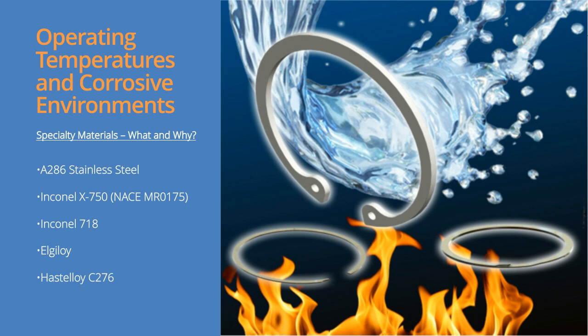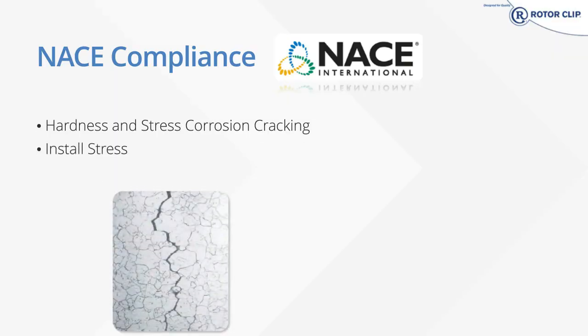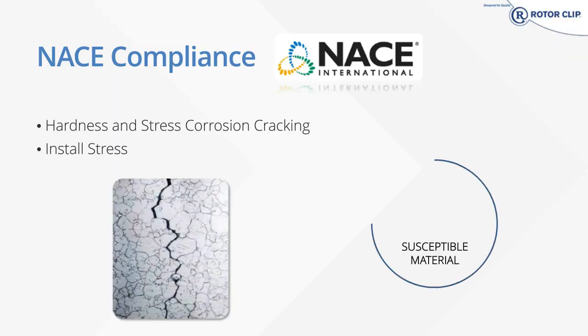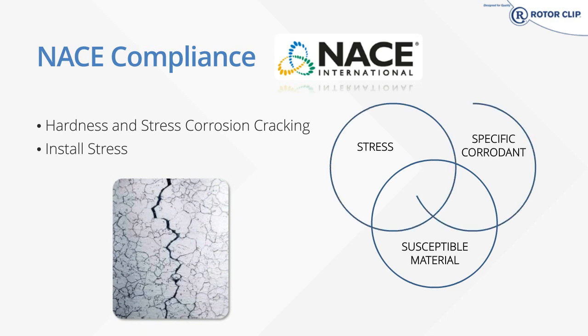We'll touch a bit more on NACE compliance. NACE is an organization, and NACE document MR0175 deals with sulfide stress corrosion cracking. We won't go too in-depth here, but basically sulfide stress corrosion cracking is a progressive failure type that produces cracking at stress levels that are well below the material tensile strength, so decreased ring performance.